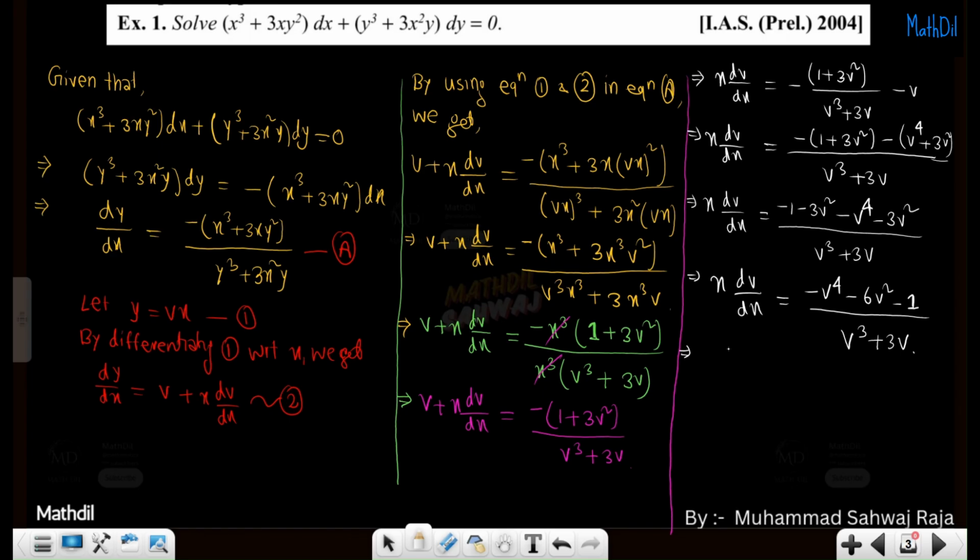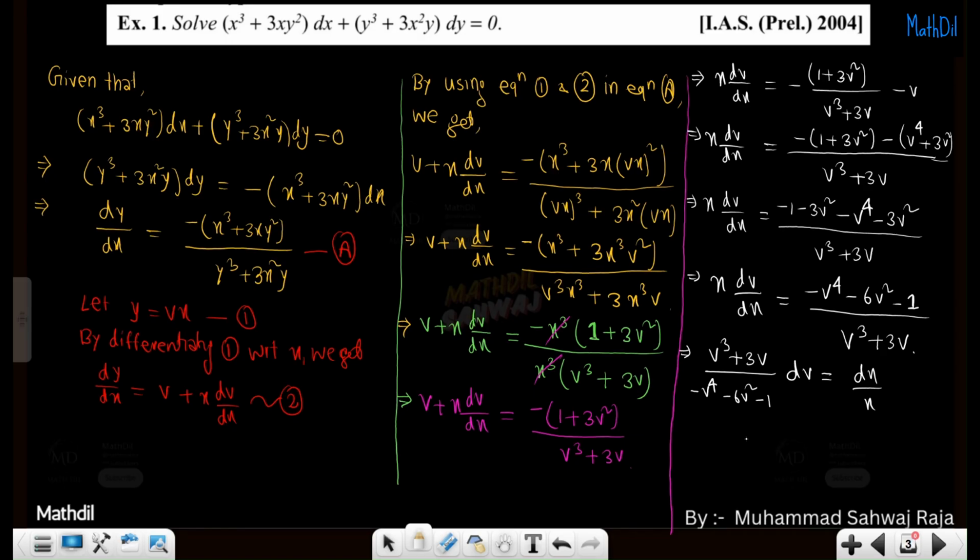Then we will get, take this term to this side. Okay, so if we take all of these terms to this side, then what will it be? It will be the reciprocal of it, right? Means on this side the reciprocal of this will be here. So it will be (v cube plus 3v) by (minus v to the power 4 minus 6v square minus 1) dv equal to, if you take x by dx, it will be equal to dx upon x, right? Just stop here and check the steps that we have done till now.